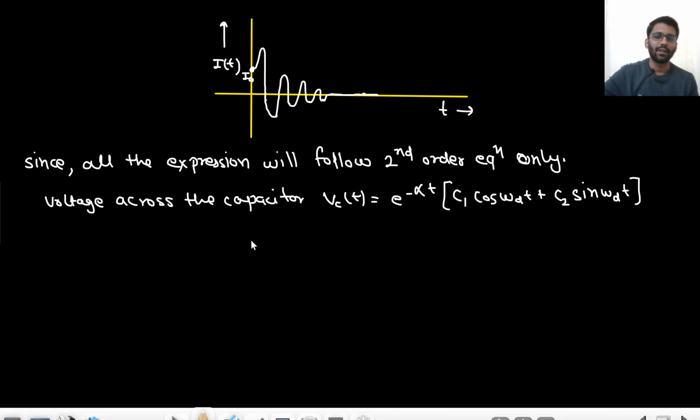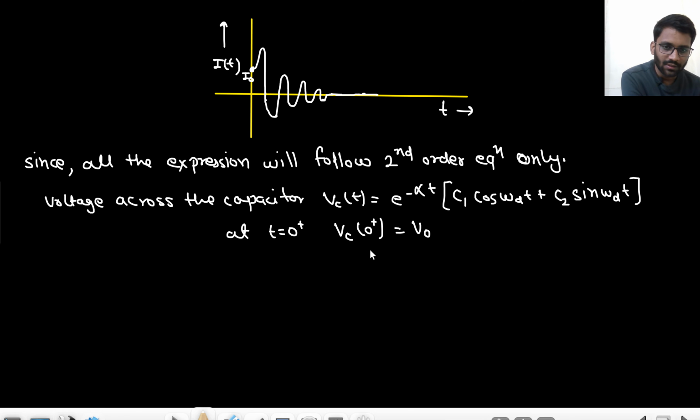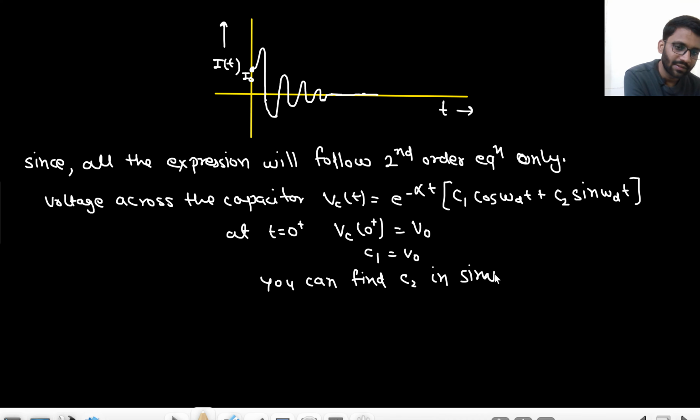So what is the value at t equals 0? At t equals 0, v_C(0+) is V naught. That means C1 is equal to V naught. You can find C2 in a similar way. We will find it when we solve a numerical example. If I start finding it here, it will be very difficult, right? Now what will be your v_C at infinity?